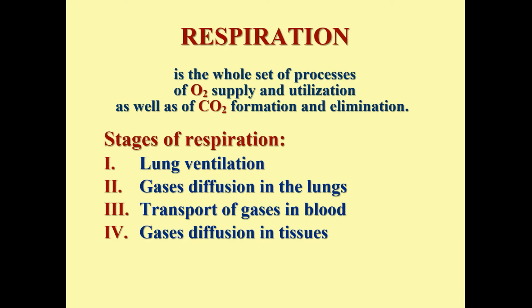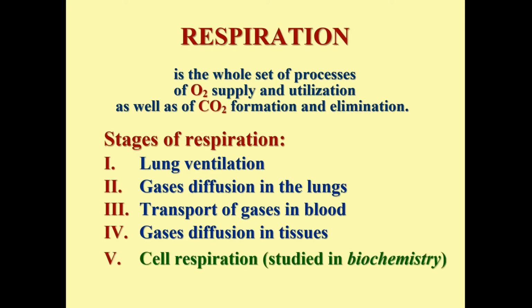And when oxygen reaches the cells, it is used in mitochondria mostly, where cell respiration occurs. This is the last stage of respiration, and you studied this in biochemistry or are going to study it as the respiratory chain, where oxygen gradually is used for oxidation of substances, and as a result we get ATP molecules, we get some free energy released, and CO2 is formed as well as water and some other substances.